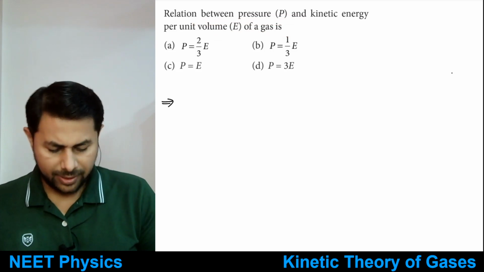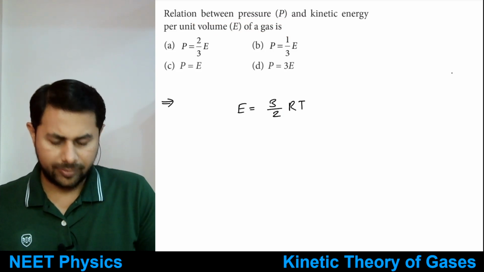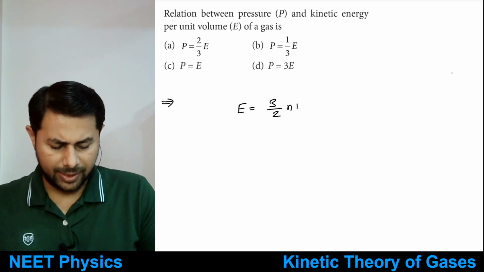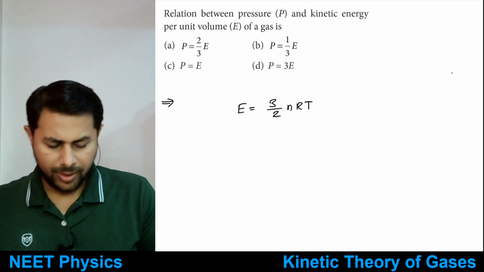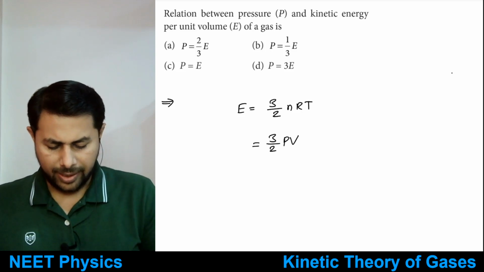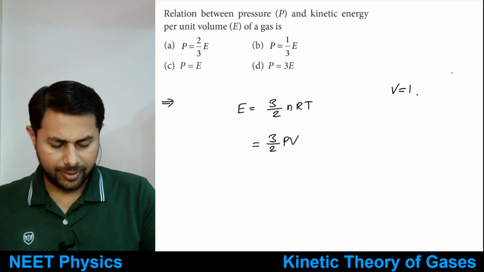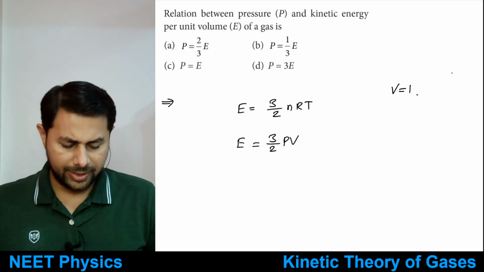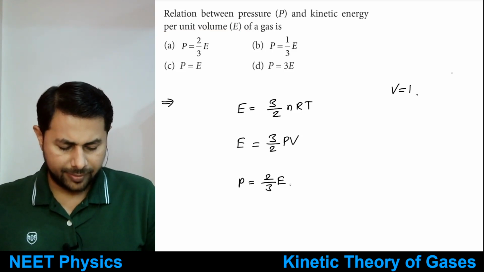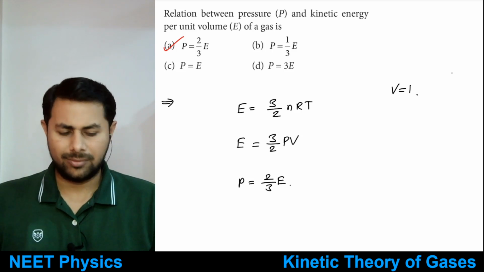Right. So we know that the kinetic energy is equal to 3 by 2 nRT. Then we know PV is equal to nRT by ideal gas equation. So it is 3 by 2 PV, and they are saying unit volume. So unit volume means V is equal to 1. So what do you get? E is equal to 3 by 2 P, or you want P, so that will be equal to 2 by 3 E. Right, so this is the answer. Okay, this one is clear.